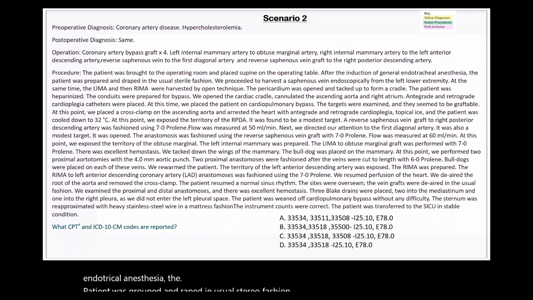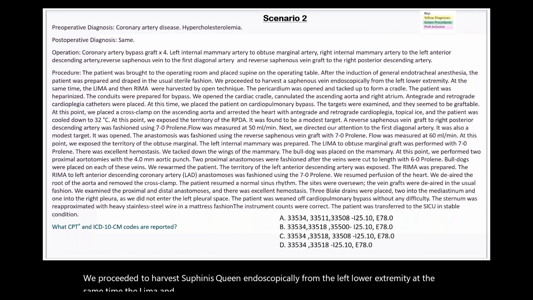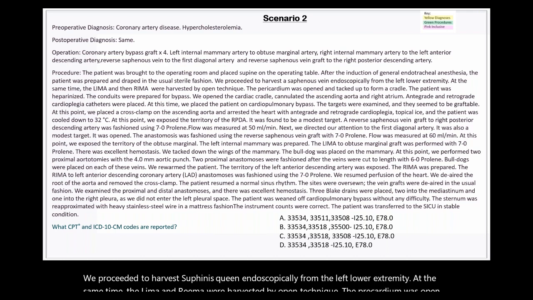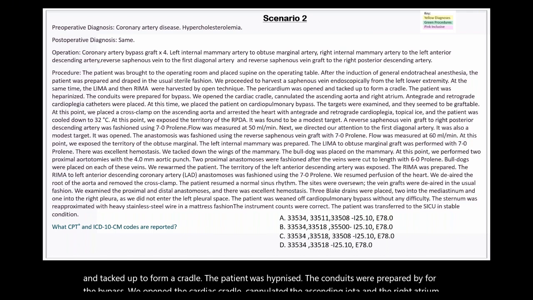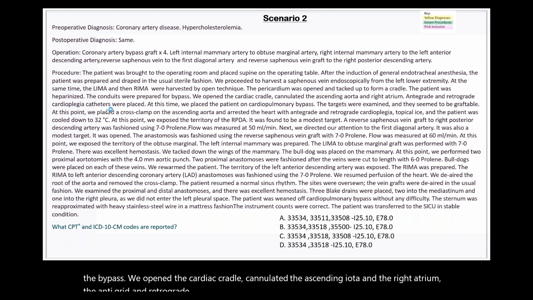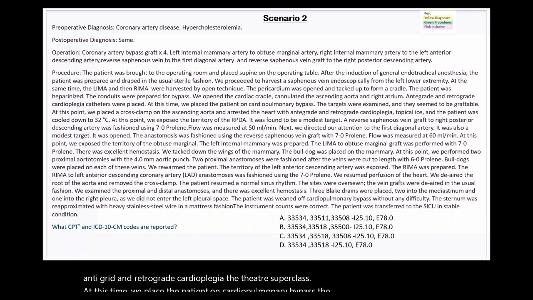We proceeded to harvest saphenous vein endoscopically from the left lower extremity. At the same time, the LIMA and RIMA were harvested by open technique. The pericardium was opened and tacked up to form a cradle. The patient was heparinized. The conduits were prepared for the bypass. We opened the cardiac cradle, cannulated the ascending aorta and the right atrium. The antegrade and retrograde cardioplegia catheters were placed. At this time, we placed the patient on cardiopulmonary bypass. The targets were examined and they seemed to be graftable.